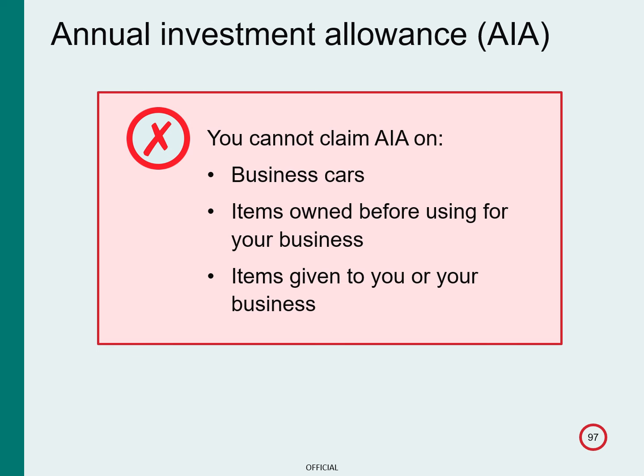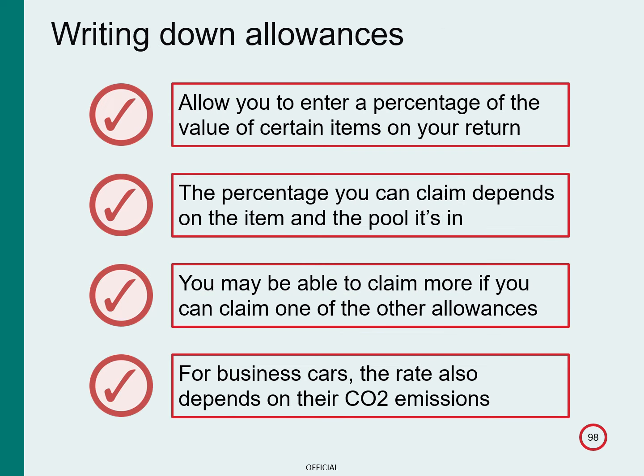However, you cannot claim AIA on business cars, items you owned before you started using them for your business, and items given to you or your business. You need to claim a writing down allowance for these. Writing down allowances let you enter a percentage of the value of certain items on your tax return. The percentage you can claim depends on the item and the pool they belong in.